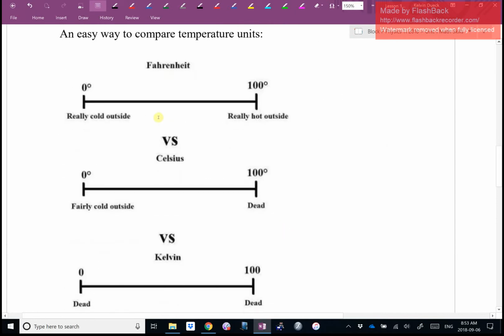So, easy way to compare temperature. The US still uses Fahrenheit. So if it's 0 degrees Fahrenheit, that's really cold outside. If it's 100 degrees Fahrenheit, that's really hot outside. In Celsius, if it's 0 degrees Celsius, that's pretty cold outside. Water will freeze at 0 degrees Celsius. What does water freeze at in Fahrenheit? Yeah, 32. What a stupid number. Oh, and 100 degrees Celsius, you're dead.